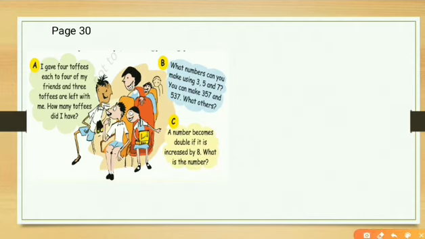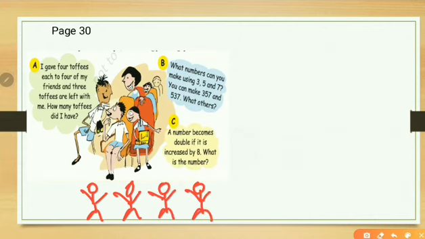Okay. Now, how many friends were there, children? There were 4 friends, isn't it? And you gave 4 to each. And at the end, what was left with you? 3 toffees was left with you. So it is asked to find how many toffees you actually had before. That will be 4 times 4 plus the number of toffees which is left with you, isn't it, to find that.